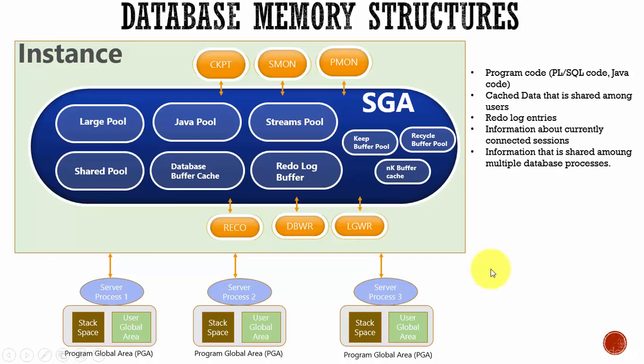In summary, there are two memory structures. They are shared global area and program global area. The information stored in the shared global area is shared among all the processes, whereas the information stored in the program global area is exclusive to the server process.